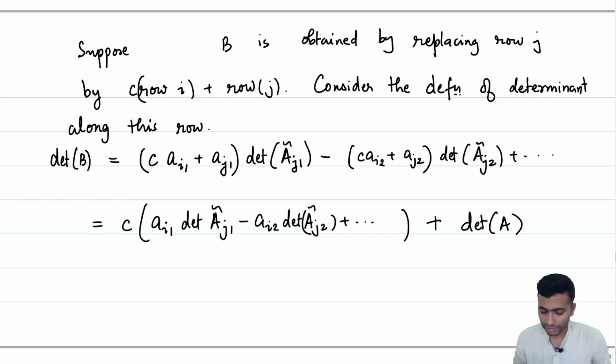But if you look at what is inside the bracket, it is the determinant of a matrix, say B prime, where B prime is obtained from B by replacing the jth row by the ith row. And we have just seen a few minutes back that if you have a matrix which has two rows identical, then the determinant is 0. So, we get that this quantity will be 0, whatever remains is determinant of A.